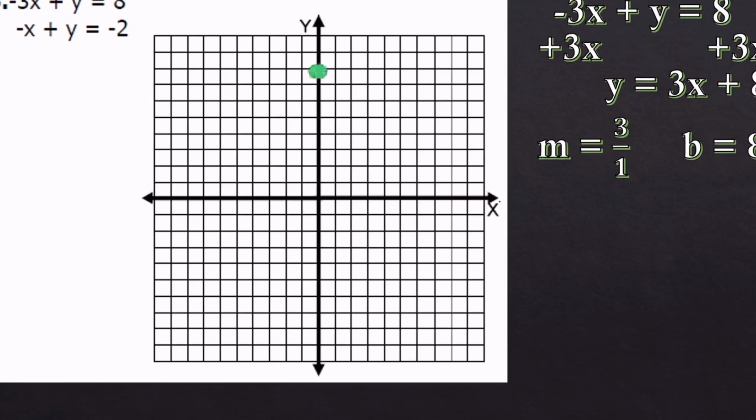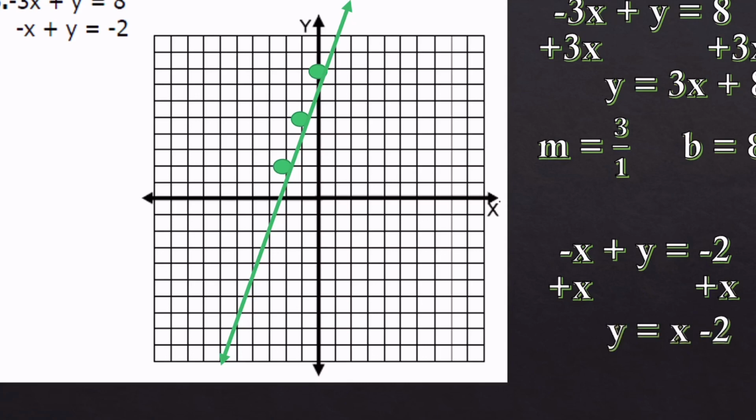So I can't go up 3, but I can go down 3 and left, and then down 3 and left, and there's my line. It's a little off, but here's what I need you to realize. Your slope is positive. So you need to make sure that you went the right direction and the line you drew has a positive slope, and it does. So then I'm going to do my next one, I'm sorry. So I need to isolate for y. So I'm going to add x to both sides. I get y equals x minus 2.